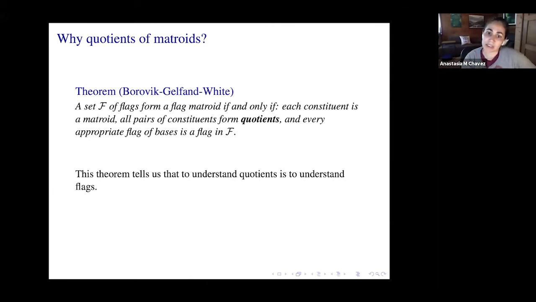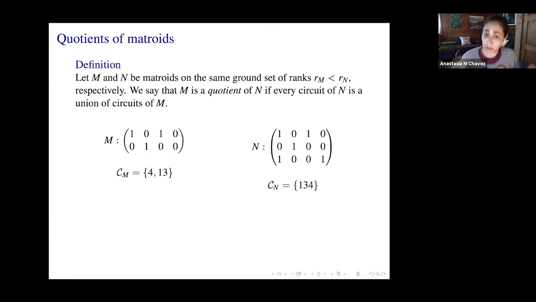So this theorem tells us that to understand flags, it is enough to understand quotients. And so we said, if we want to make some progress on this question, why don't we start by asking how we can combinatorially characterize these quotients of positroids? So what is a quotient? Let's take two matroids over the same ground set, where one matroid has rank less than the other. We'll say M has rank less than N. Then M is a quotient of N if every circuit of the larger rank matroid N is a union of circuits of the lower rank matroid.